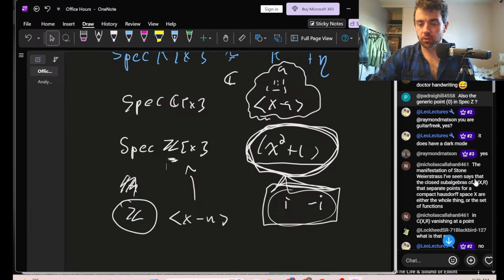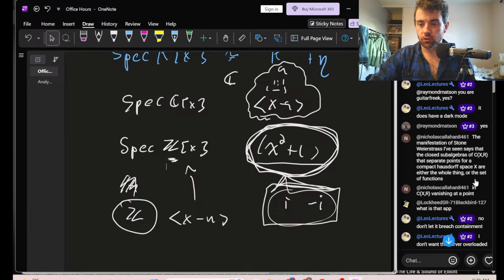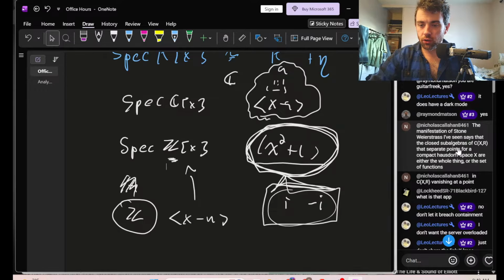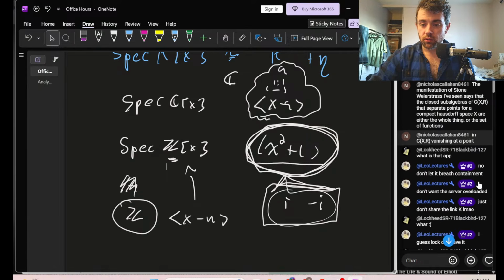It does have dark mode. Okay, maybe tomorrow I'll try switching over to that. A manifestation of Stone-Weierstrass you've seen says that the closed subalgebras that separate points for compact Hausdorff spaces, for the whole thing of the set. Yeah, not quite the same as the ideals.